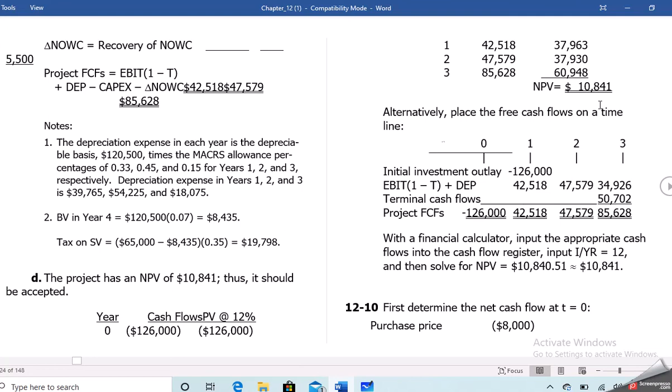The only thing you also may have to know for your test is to calculate the risk-adjusted discount rate. So just kind of look over that in the textbook and understand how to do that as well.